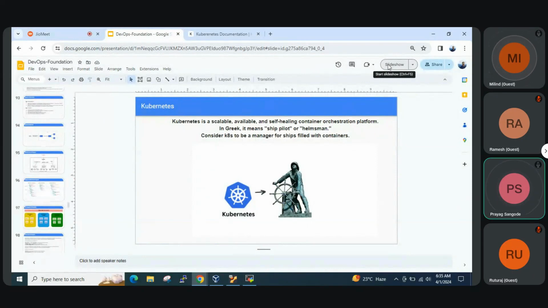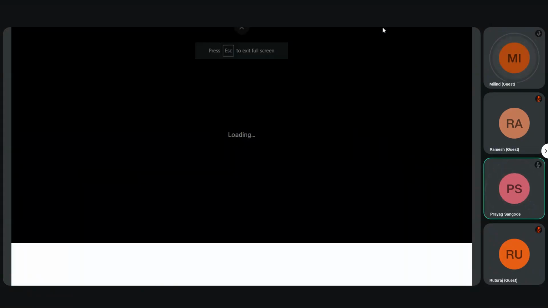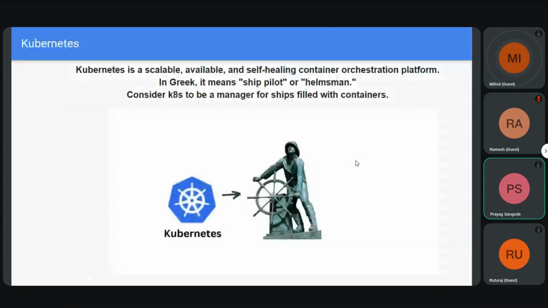My screen is visible, right? Yes, it is visible.